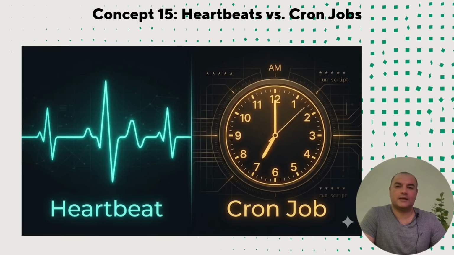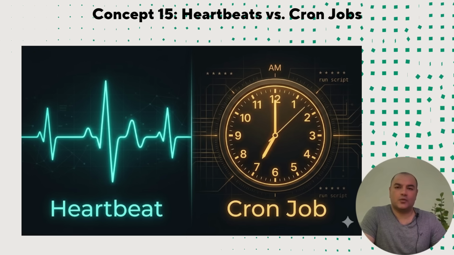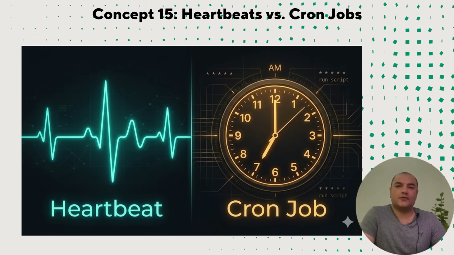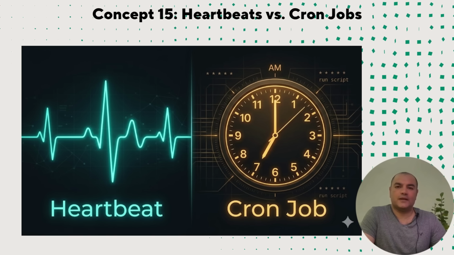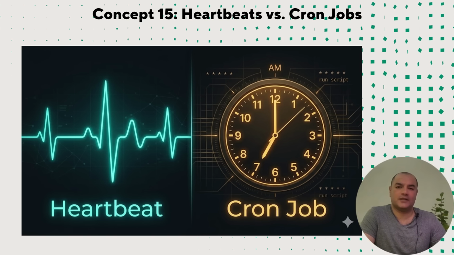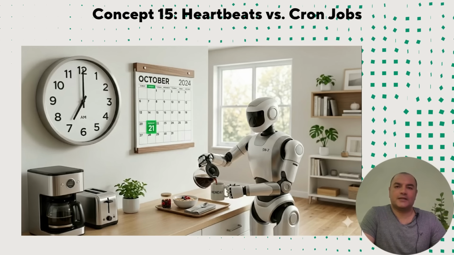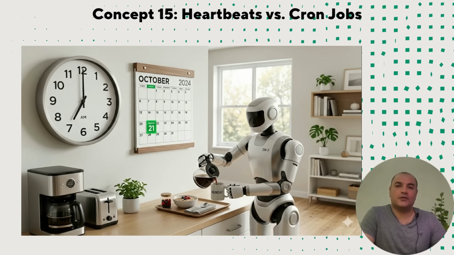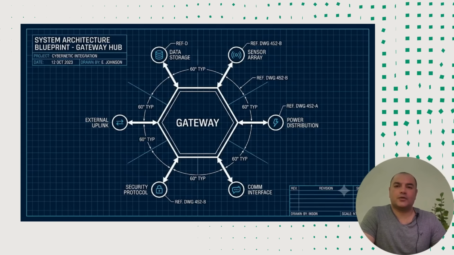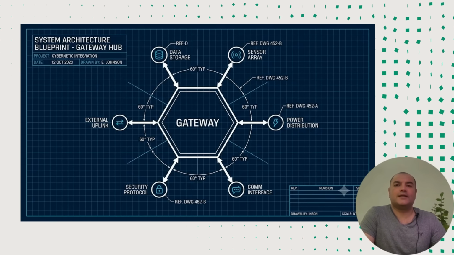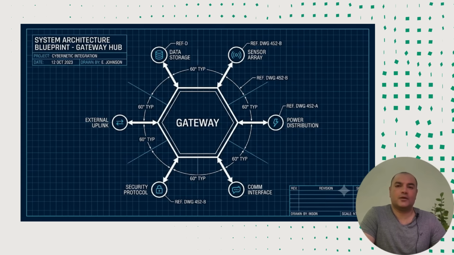Concept number 15, the final core concept. Heartbeats versus cron jobs. Normal AI models sit passively, waiting for you to talk. A heartbeat, however, is an internal pulse that wakes the agent up every 30 minutes to proactively check if anything needs attention on its agenda. Cron jobs are strict, exact scheduled automations, like running a security audit exactly at 7 a.m. every Monday. And there you have it. You now understand exactly how the most powerful open-source AI agent on Earth actually works under the hood.